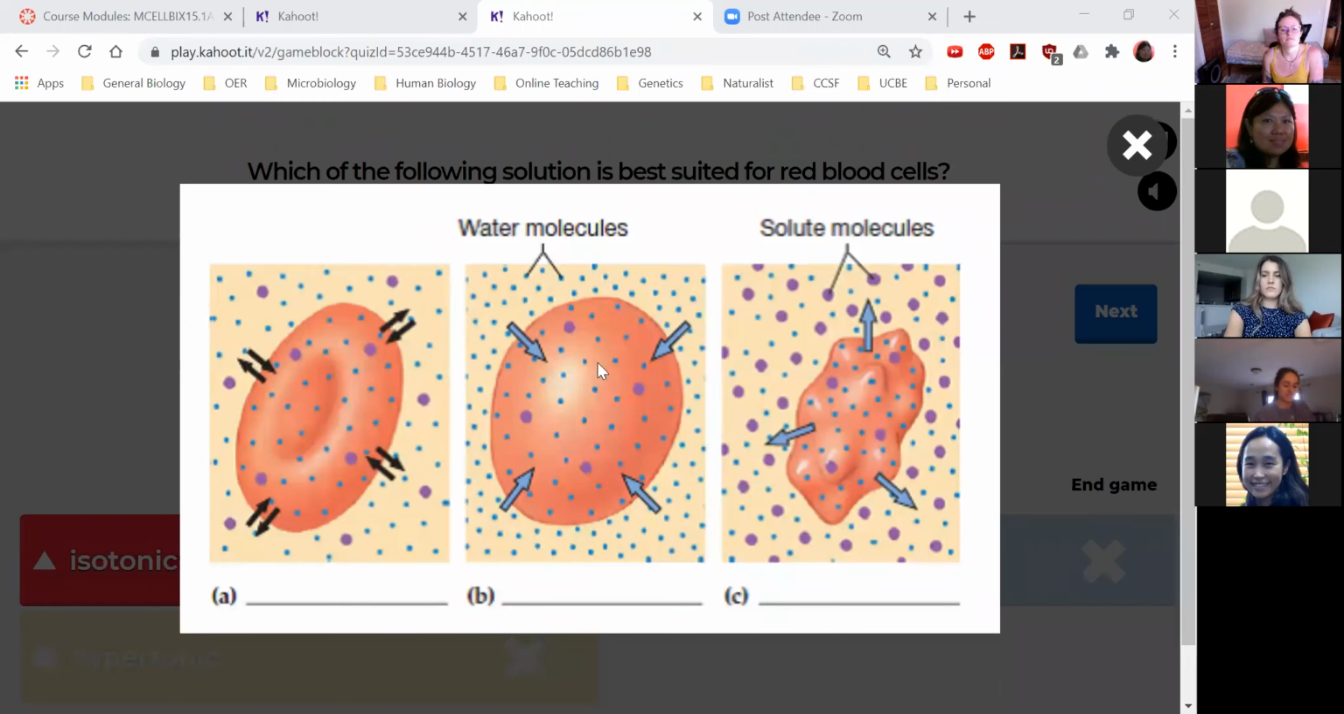So for red blood cells, animal cells, remember we don't have a cell wall, so that means our cells are more vulnerable.